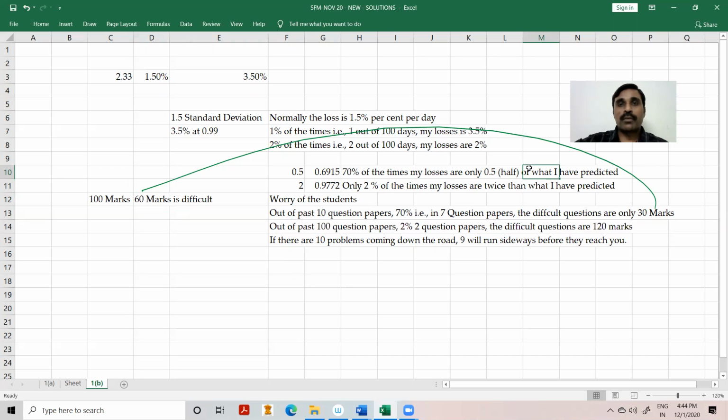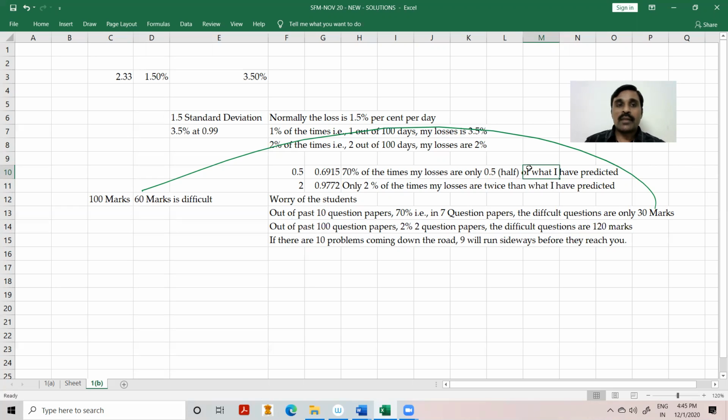Okay, out of past 10 question papers, this is what the statistics I am saying. I'm not discussing about the real CA question papers. If you apply this example to our CA question papers, the statistics implies that 7 out of past 10 question papers, the difficult marks are only half than what we predicted. If you predict that 60% of the questions in the exam are difficult, the actual difficult questions is only 30 marks. 70% of the time, the actual difficulty of the question paper is only half of what we have predicted. This is how we have to interpret.